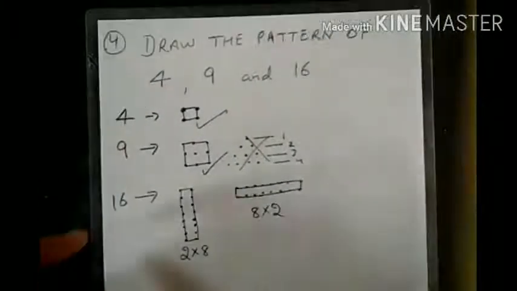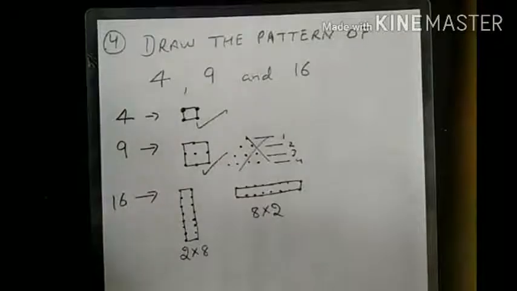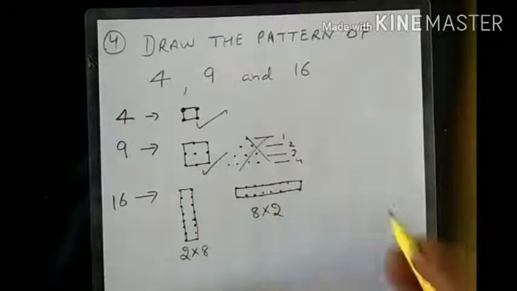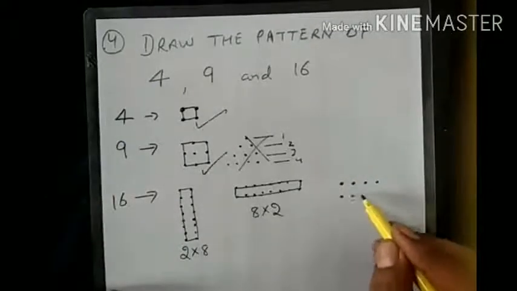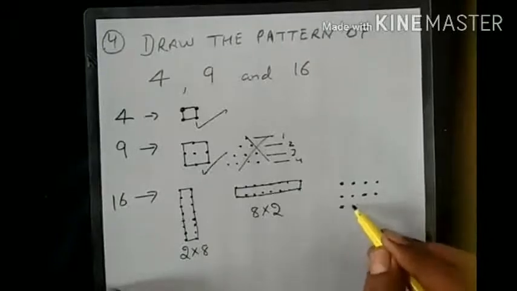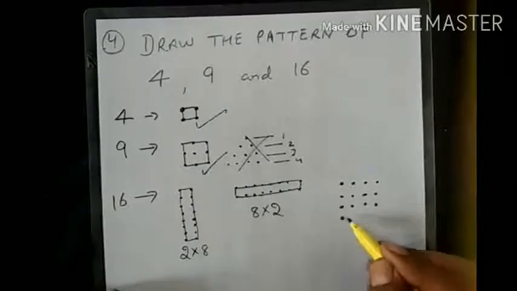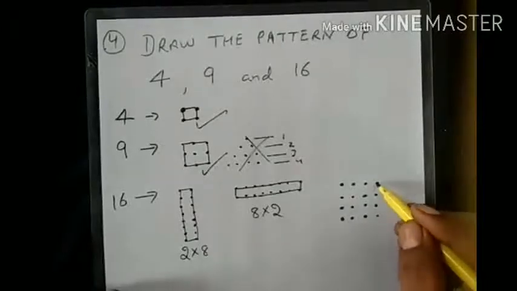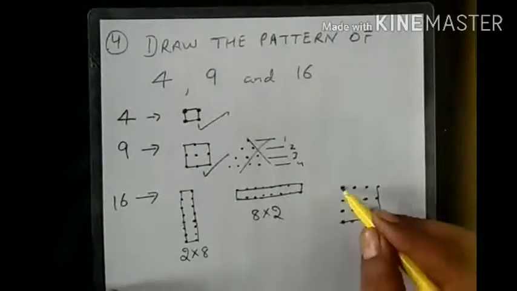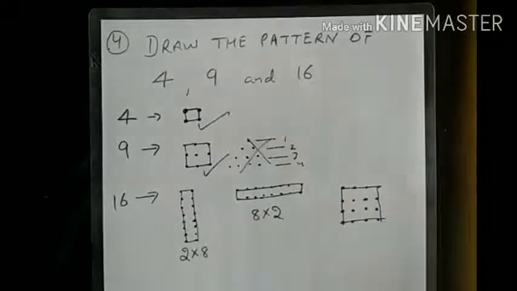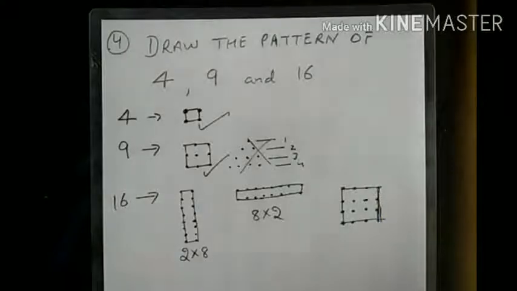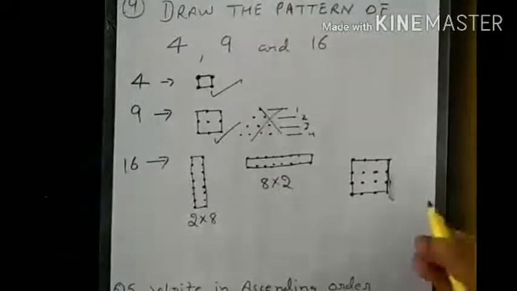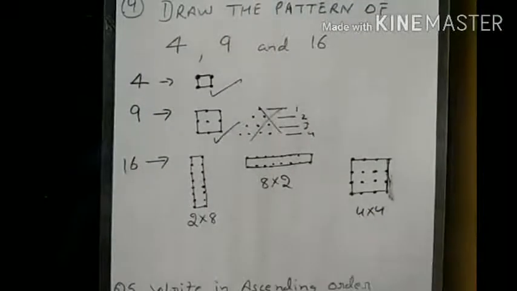Now we know 16 can be written as 4 by 4. It means 4 multiply 4. So 1, 2, 3, 4, in four rows. So this is the square pattern. The figure is not properly drawn, but we have got the idea that this is a pattern of square.